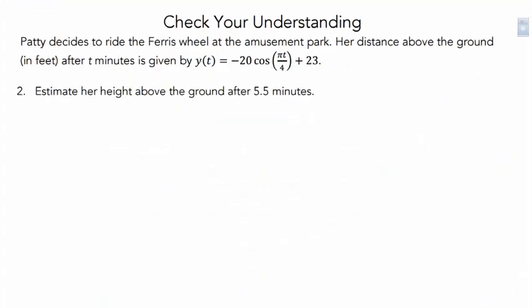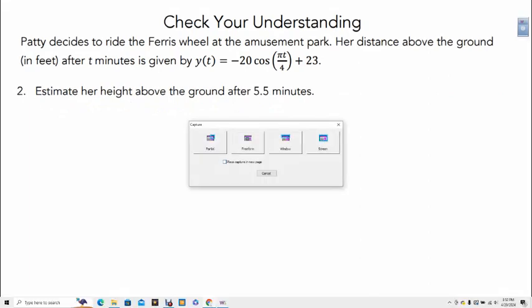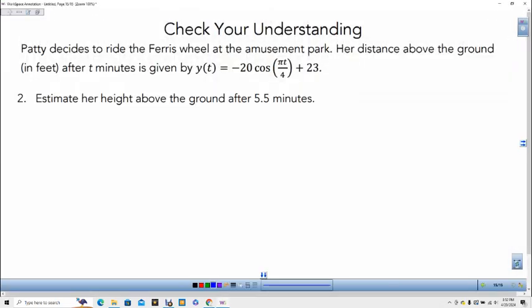All right, estimate her height above the ground after 5.5 minutes. So remember, our equation here is her distance from the ground. So all we need to do is find her height from the ground at 5.5. So we're just taking 5.5 and plugging it in for t. Now, once again, when you go to calculate this in your calculator, make sure your calculator is in radians because our angles are in radians.